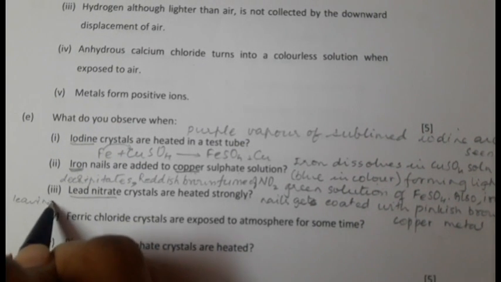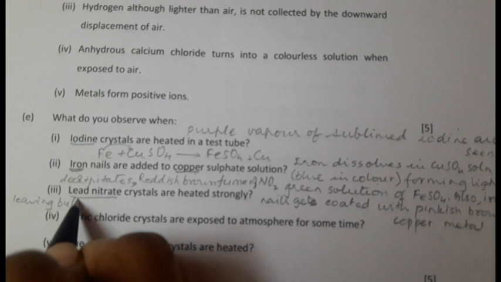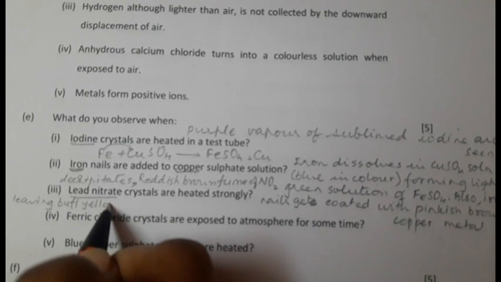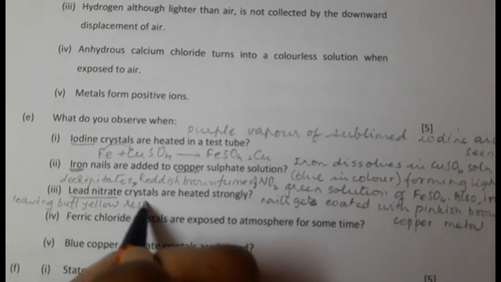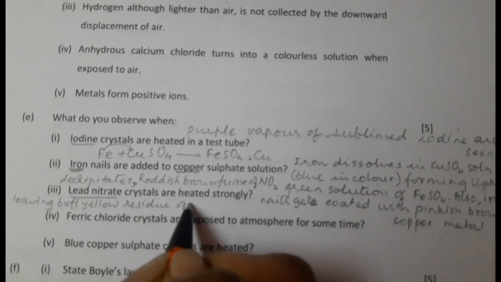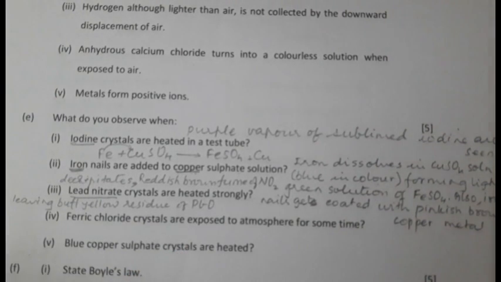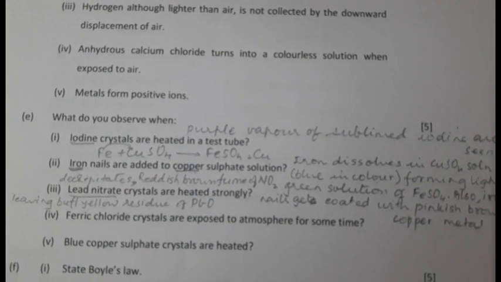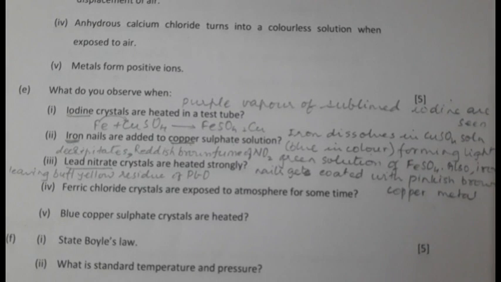so leaving buff yellow residue of lead oxide, which sticks to the glass, stains glass yellow. And also remember that oxygen will be evolved.